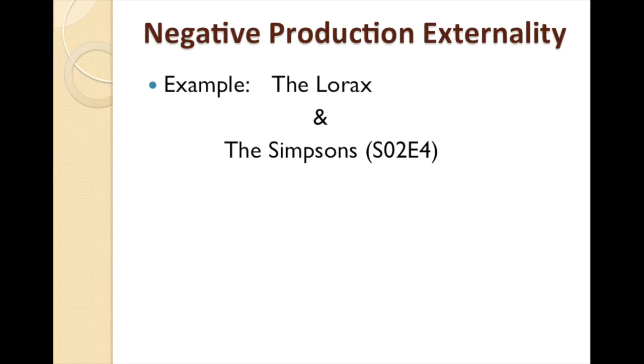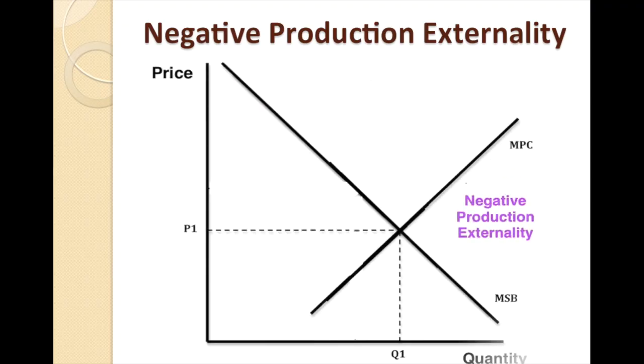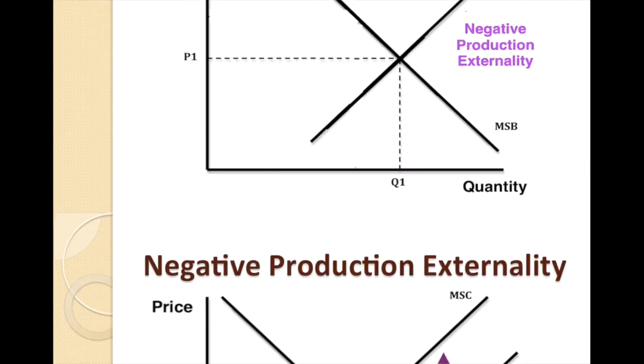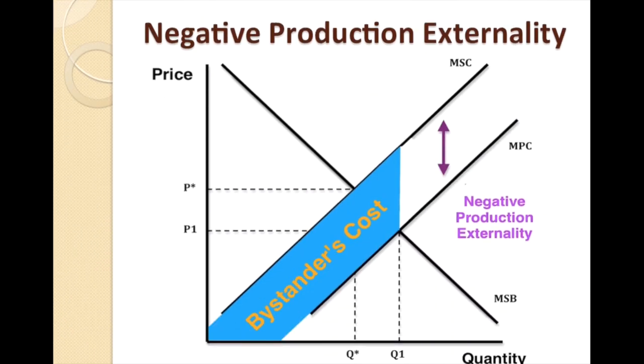Let's look at the graph of this example. The first graph shows that the industries produce at Q1 when marginal private cost equals to marginal social benefit. The second graph tells us market failure happens again. The industries produce at an inefficient level where marginal private cost equals to marginal social benefit.